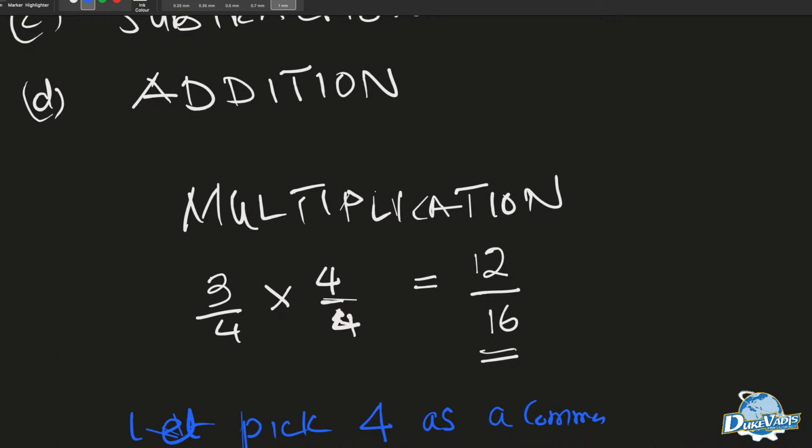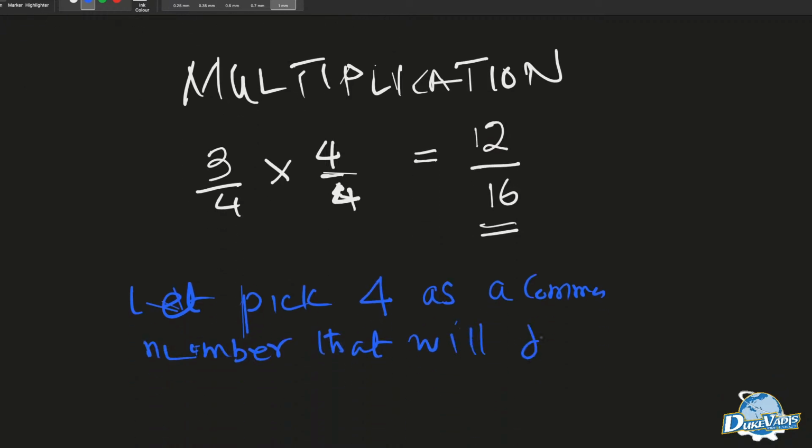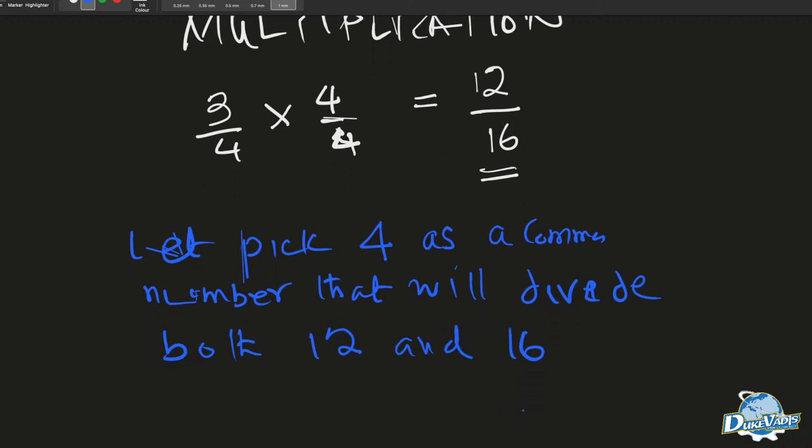So, as a common number that will divide both 12 and 16, you see that 4 will go into both of them, because 4 will go into 12 3 times, and it will go into 16 4 times. So finally our answer is 3 over 4.